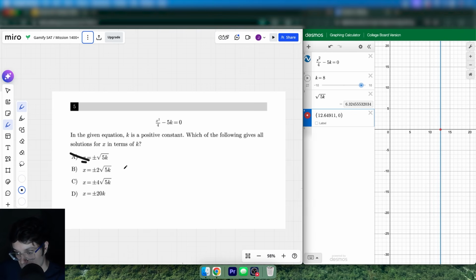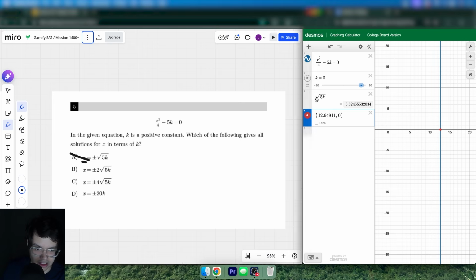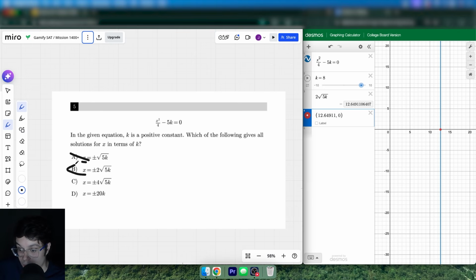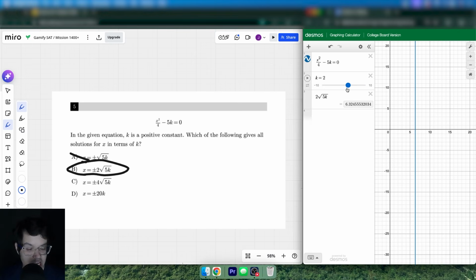B, plus or minus 2 times that thing. So I can say 2, and that gives us the 12.6. Oh yeah, so the exact same number as shown here. So therefore B must be the right answer for this. If you don't believe me that it can be literally any number, just watch. I can go ahead and move this thing around.